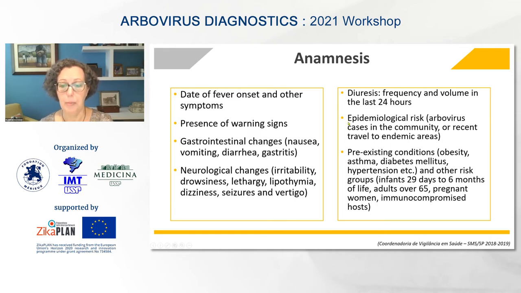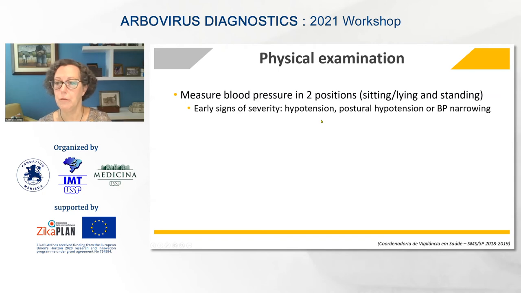The investigation of the epidemiological risk. For instance, if there are arbovirus cases in the community, or if the patient is not from an endemic area, if he had traveled to an endemic area, it's also important. And a quick check of the pre-existing conditions like hypertension, COPD, diabetes, obesity. And also what is defined as more risky patients are children between 29 days to 6 months of life, adults over 65, pregnant women, and the immunocompromised host, transplant patients, HIV infected patients, etc.